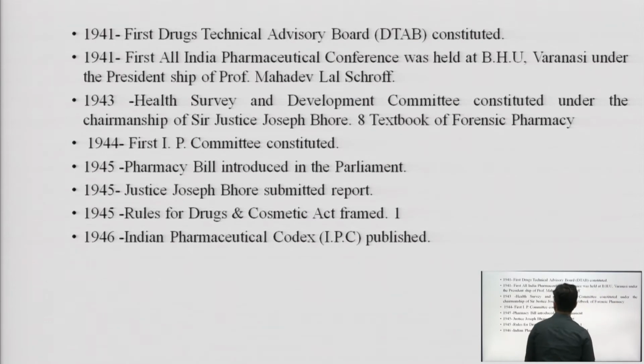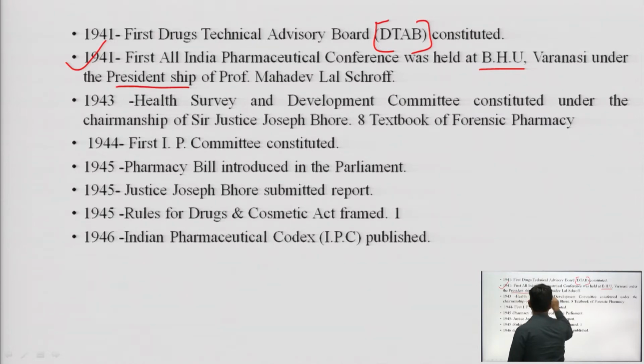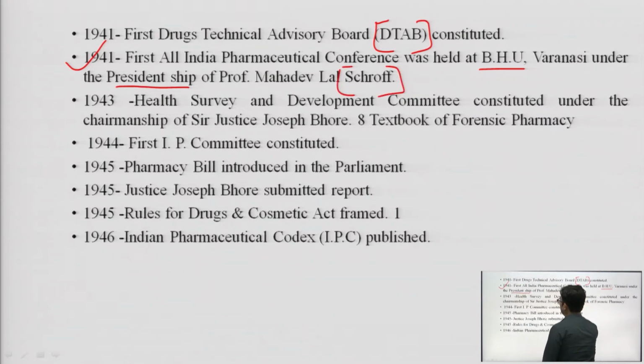In 1941, the first Drug Technical Advisory Board (DTAB) was constituted. Later in the same year, 1941, the first All India Pharmaceutical Conference was held at BHU Varanasi under the presidentship of Professor Shroff. In 1943, the Health Survey and Development Committee was constituted under the chairmanship of Sir Joseph Bhore. In 1944, the first IP committee was constituted.